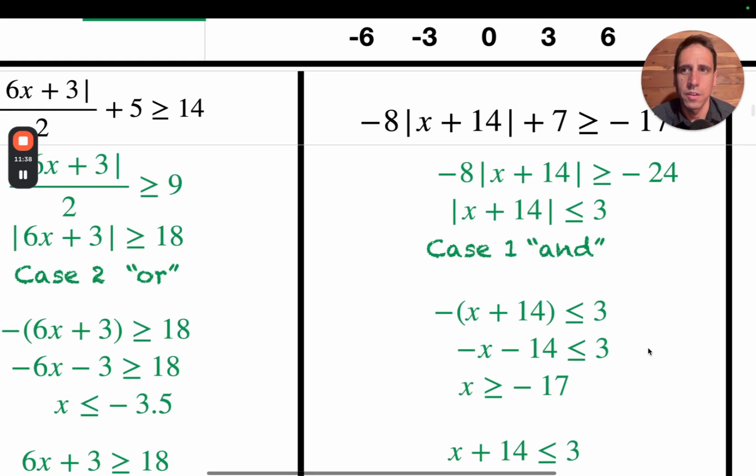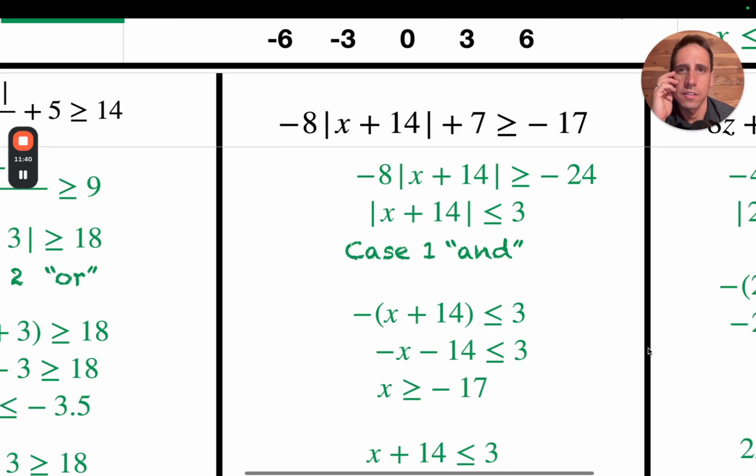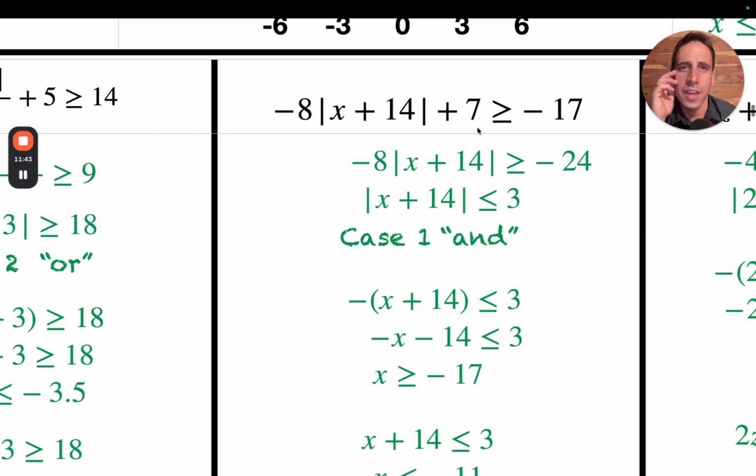Next one. We've got this. So I see some operations on the outside. I'm going to get rid of them first by undoing 7, subtracting 7 from both sides, and then undoing the -8 times. There's an unwritten multiplication here, just like there would be if there were parentheses. So divide both sides by -8, flips the sign, boom. Absolute value of x plus 14 is less than or equal to 3.